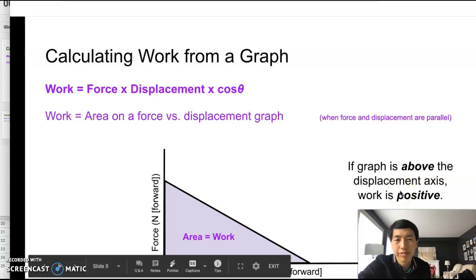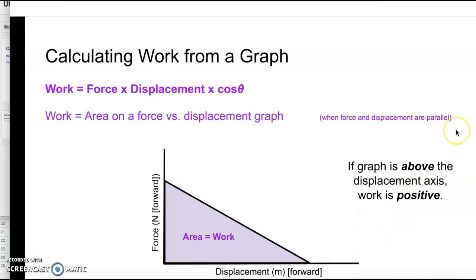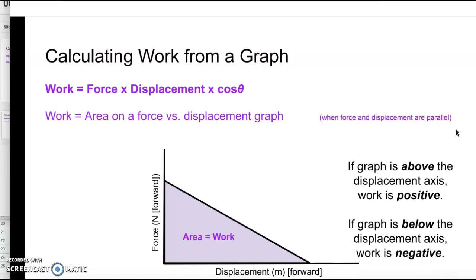Two things to note. One is that if the graph is above the displacement axis, like it's showing right now in this picture, then the area you calculate counts as positive work. And if the graph is below the displacement axis, then the area that you calculate counts as negative work. Remember, work can be positive, negative, or 0. Sometimes if you calculate the area, you'll have some above and some below, and they might add up to 0. Then you can say that 0 work was done.